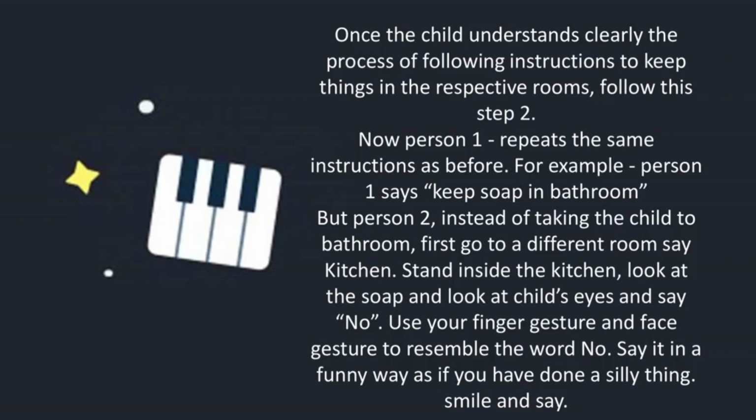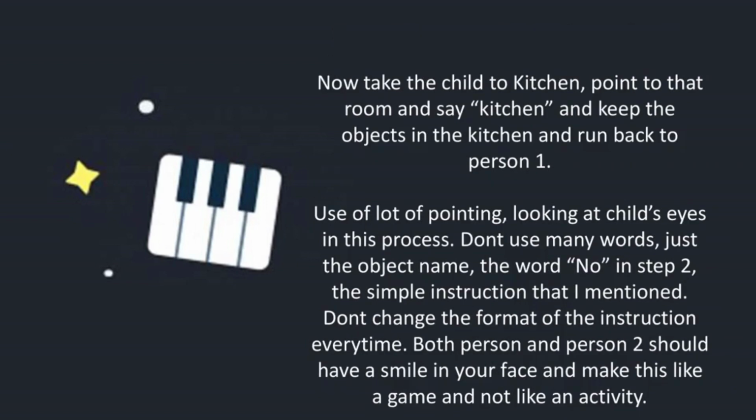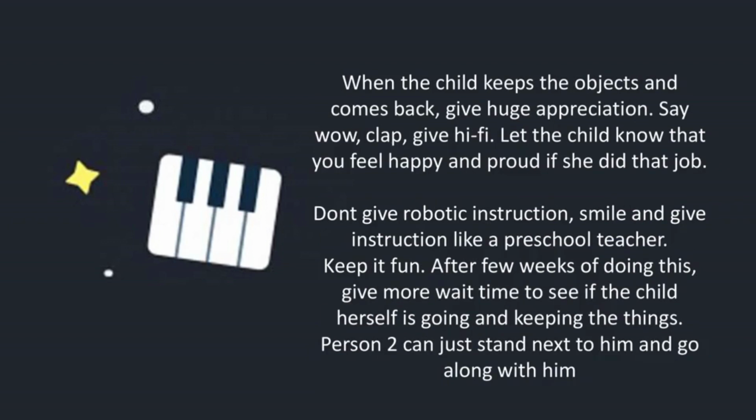Now person one repeats the same instruction as before. For example, person one says keep soap in the bathroom. First go to a different room, say kitchen, stand inside the kitchen, look at the soap, look at the child's eyes and say no. And then take the child to the bathroom, keep the things in the bathroom and run back to the parent. I have written kitchen here, so that's a mistake. Use a lot of pointing, looking at the child's eyes in this process. Don't use many words, just the object name and the word no in step 2. Don't change the format of the instruction, just use the same instruction again and again.